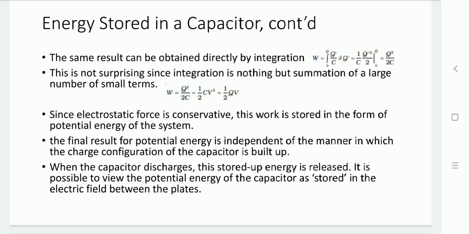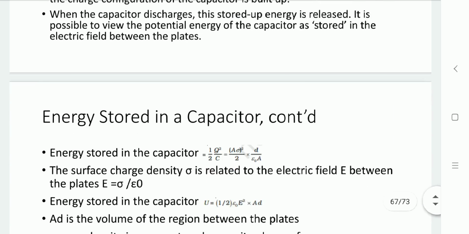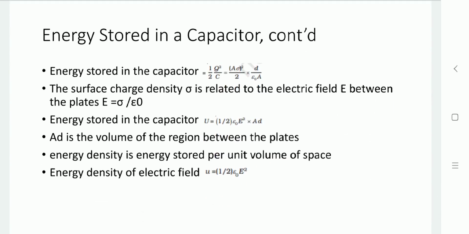The final potential energy is independent of the path or the manner in which the capacitor is charged. Ultimately, it only depends on how much the capacitor is charged, how much charge is available on the plates. When the capacitor discharges, it releases its stored energy, and we can understand how much energy will be released only from how much charge is stored between the plates. So the energy stored in a capacitor is 1 half Q square by C.